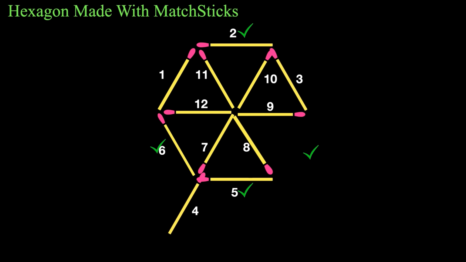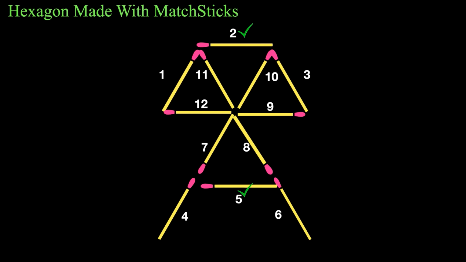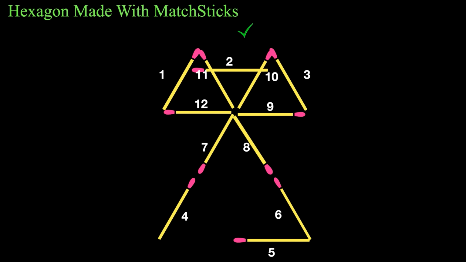First, move matchstick 4 adjacent to matchstick 7. Next, move matchstick 6 adjacent to matchstick 8. Next, move matchstick 5 and connect to matchstick 6, and it forms the base for part of the triangle. Finally, move matchstick 2 and connect to matchstick 4 and 5, which forms the complete base for the triangle.